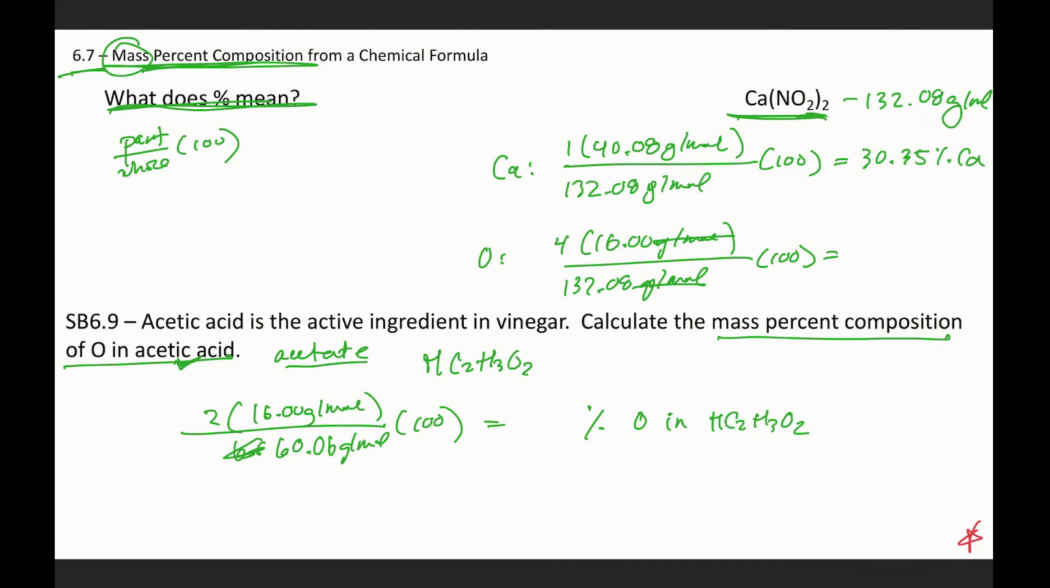Good? All right, now, in the next section, we take the concept of percent and work backwards to a formula. So, to be clear, in this section, in 6.7, given a formula, we can figure out the percent. Next section, given a percent, can we work back to a formula?